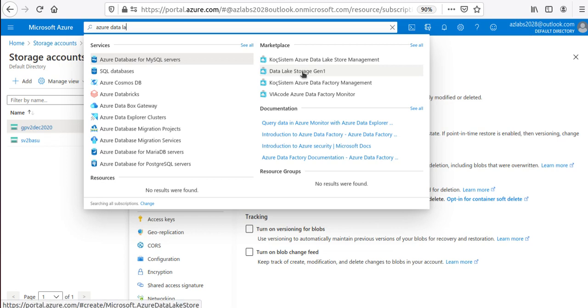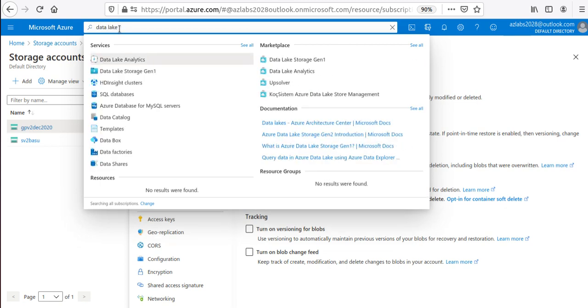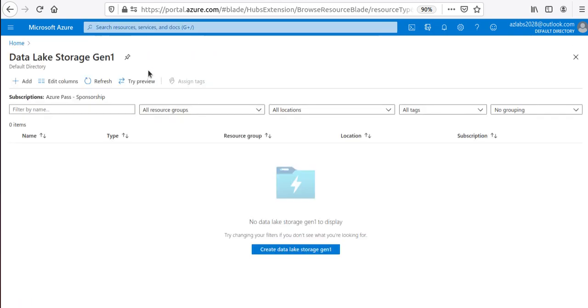Data Lake Storage Gen 1. I need the Gen 2. Just Data Lake. Alright, here I am still also getting Data Lake 1. I'm just gonna go to this one. I'm not gonna create anything.